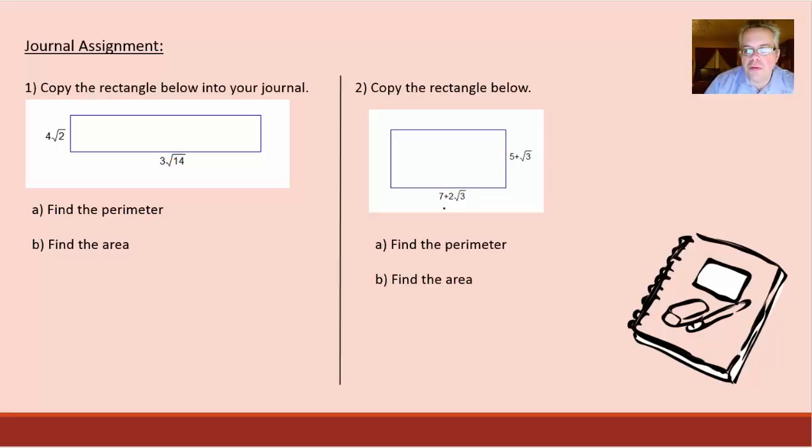We have 2 binomials here. So be careful when you multiply those together. You're going to need a box for this one. This one you won't need a box. All right, copy them in your journal and go ahead and solve them. Good luck.